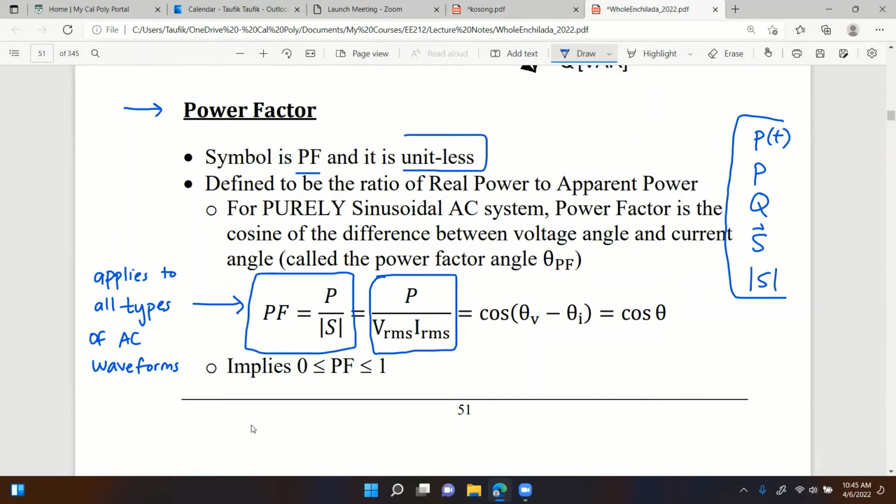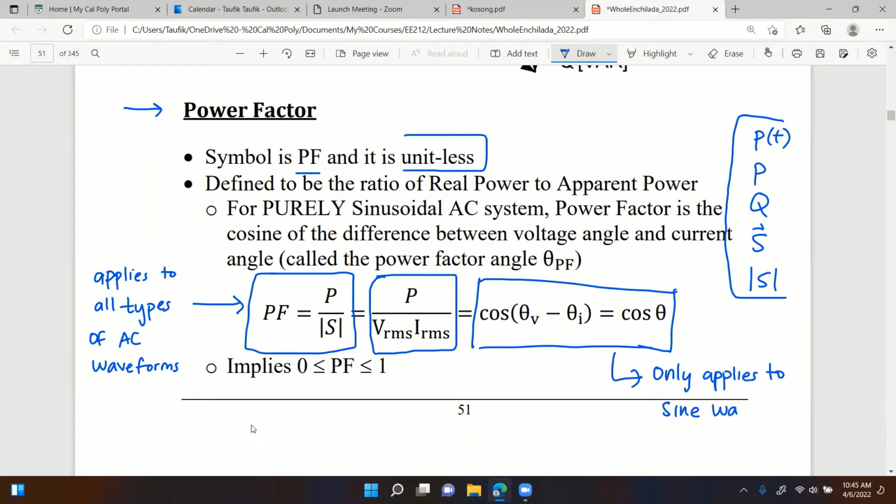So I basically have two equations right now for power factor. One on the left applies to all types of AC waveforms. The one on the right here only applies to sine waves. Any question on this? No.